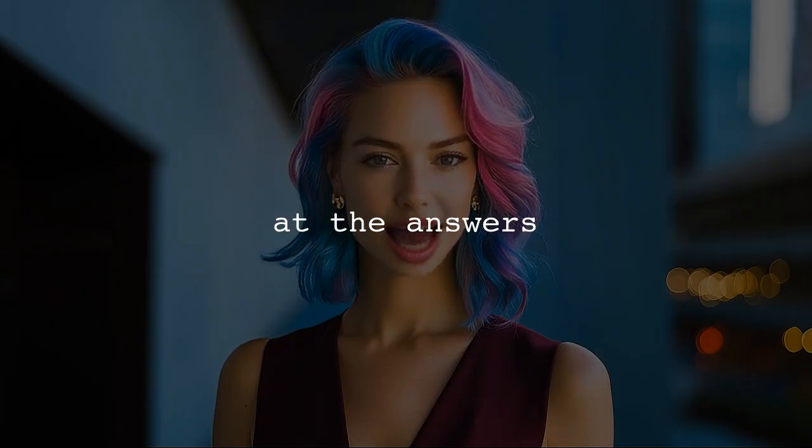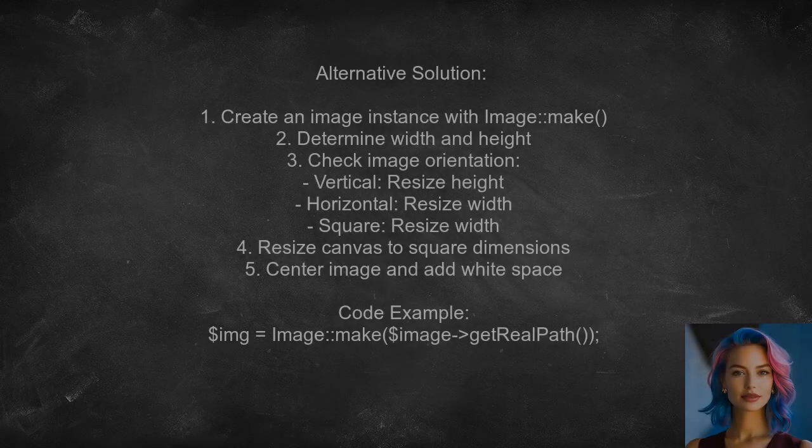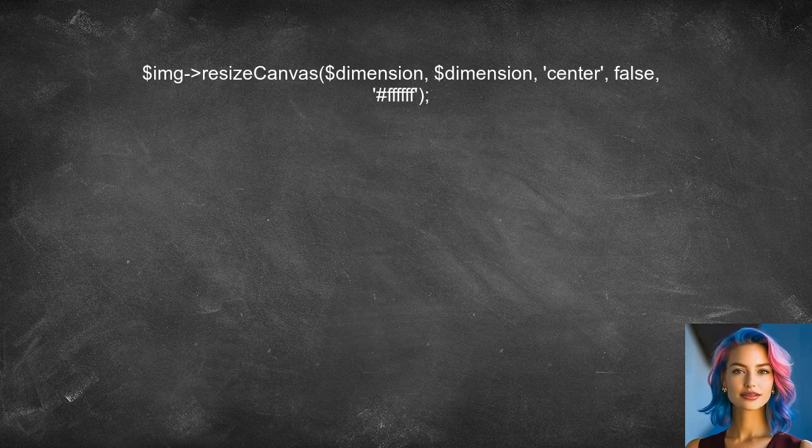Now let's look at the answers provided by other users. In this alternative approach, the user thanks Anton for his hint and shares a solution that works for different image orientations. They start by creating an image instance and determining its width and height. Depending on whether the image is vertical, horizontal, or square, they adjust the dimensions accordingly. Finally, they resize the canvas to the desired square size, centering the image and adding white space as needed.